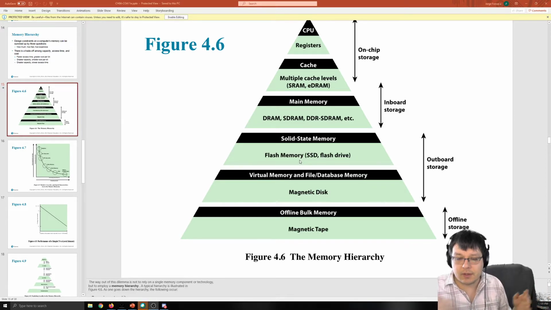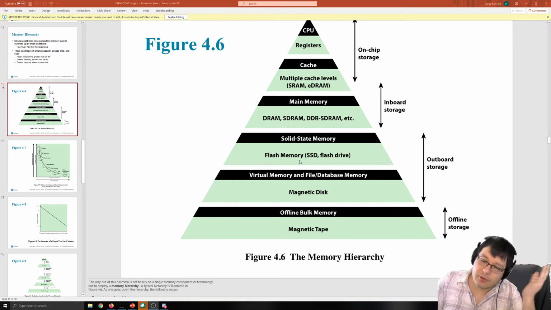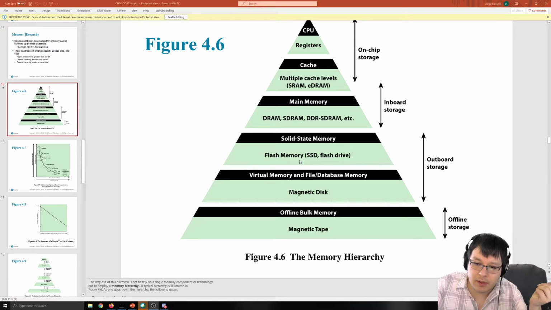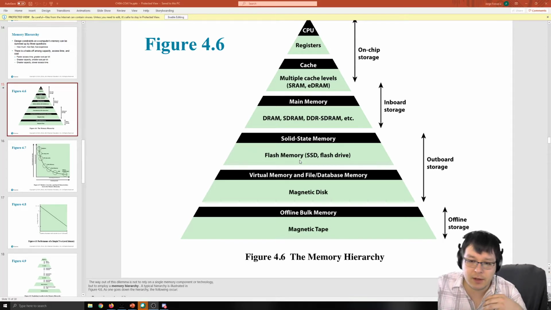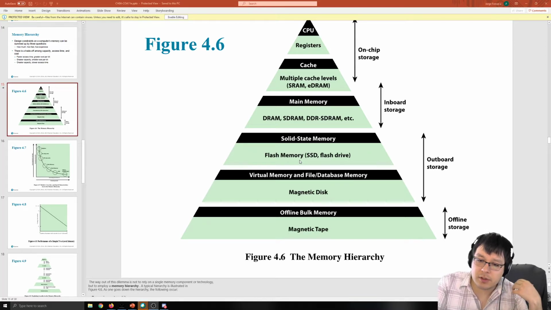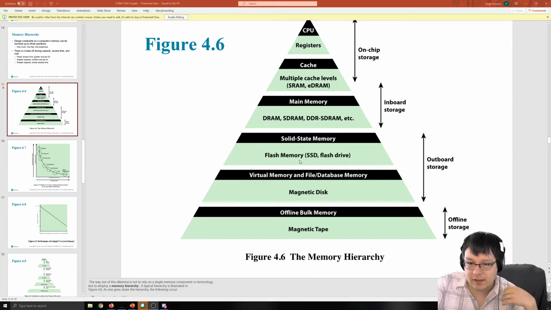So, suppose that we want a computer that can store 1 terabyte of information. We can't afford 1 terabyte of memory, but we can afford maybe 8 gigs of RAM, and then have a 1 terabyte SSD, which is still going to be okay. It's going to be fast, but it's not going to be as fast as memory.